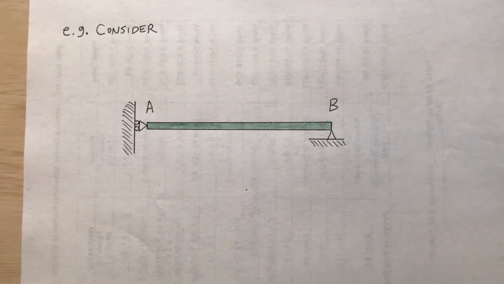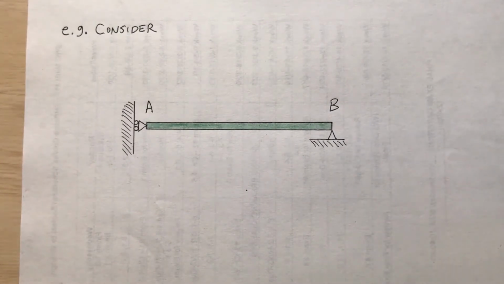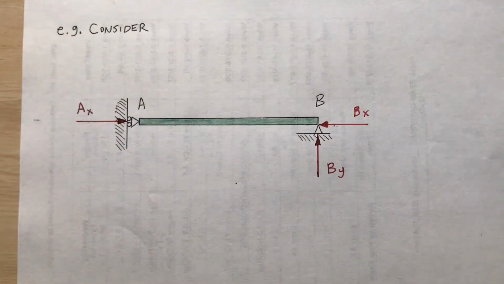So what about this? Is this determinate or indeterminate? I've got a pin at B, and I've got a roller at A. Determinate or indeterminate? Well, what are the reactions? Well, one reaction at A, two reactions at B. So I have 3 equilibrium equations, so is this determinate?